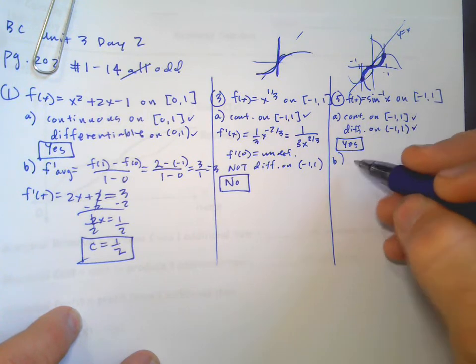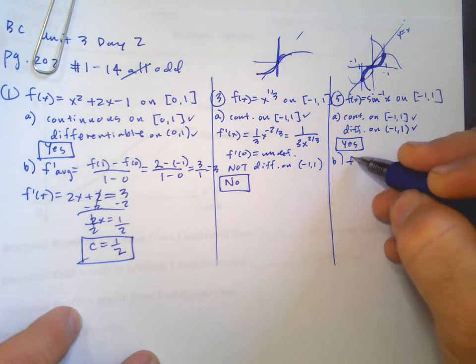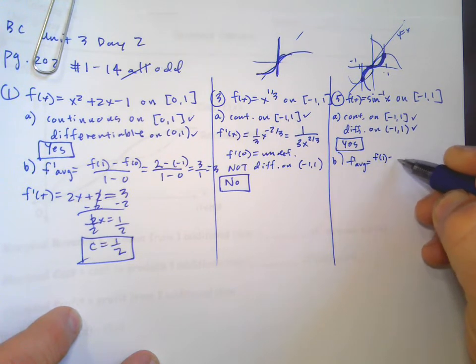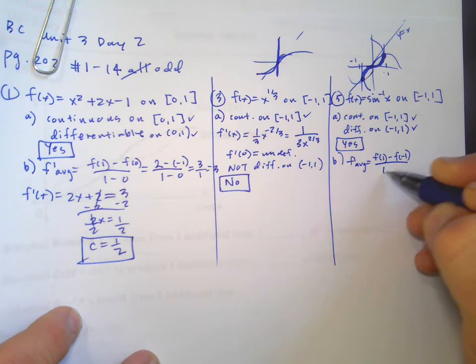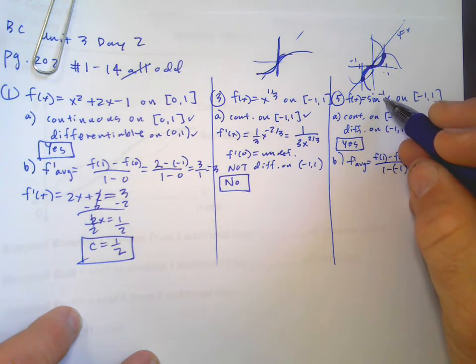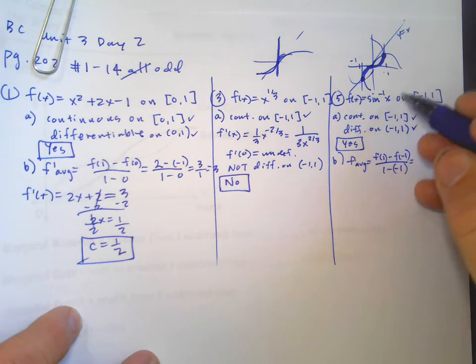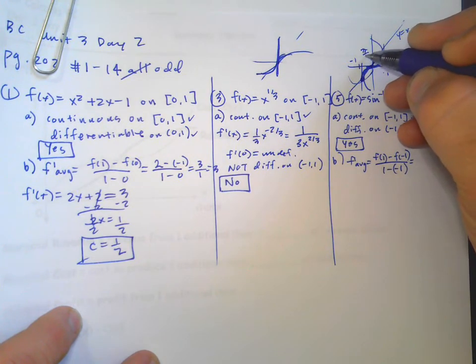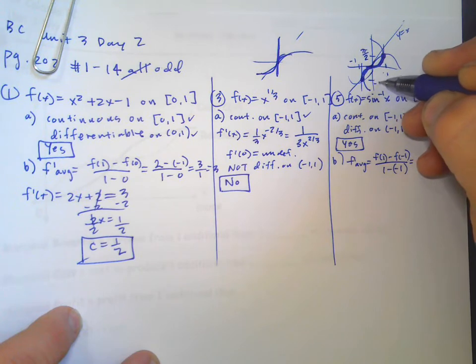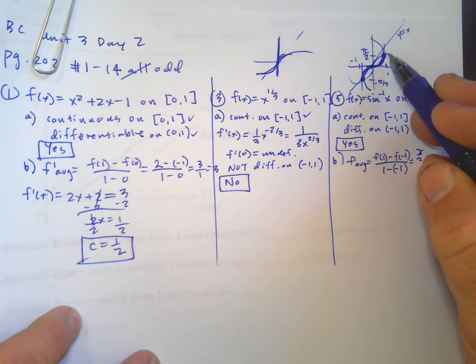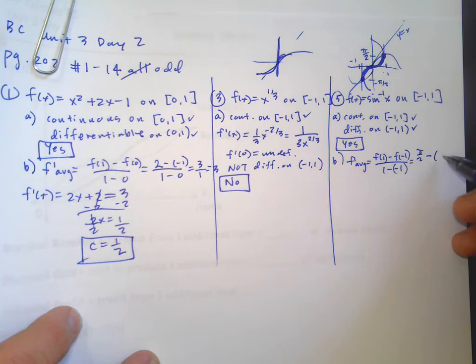So now we've got to find this. We've got to find f prime average, which equals f of 1 minus f of -1, over 1 minus -1. And f of 1 is inverse sine of 1. Now it's this right here, which gives you pi over 2, and then it goes down to negative pi over 2. So f of 1 is pi over 2, and f of -1 is negative pi over 2.